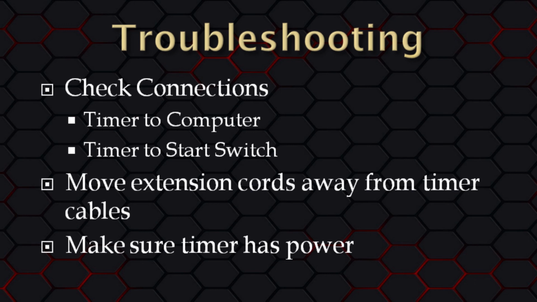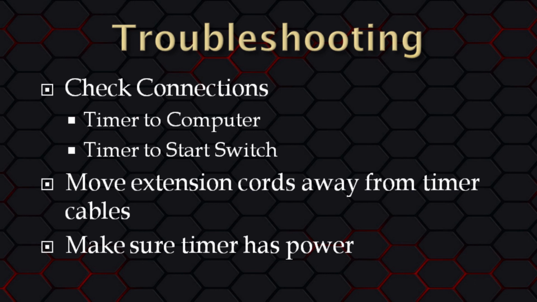Check that you do not have any extension cords running adjacent to the timer's start cable or the serial cable to the computer. Extension cords can cause electronic interference with the timer's cables. We recommend running any extension cords on one side of the track and the timer's cables on the other side of the track. If an extension cord needs to cross the timer's cables, it is best to have them cross at a 90-degree angle. Lastly, make sure that you have power to your timer.